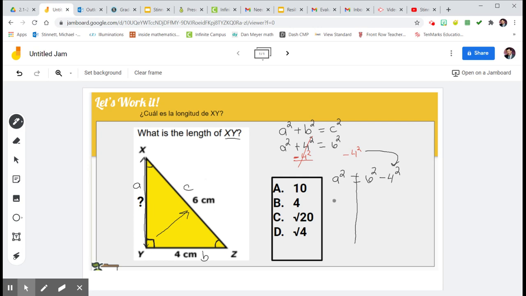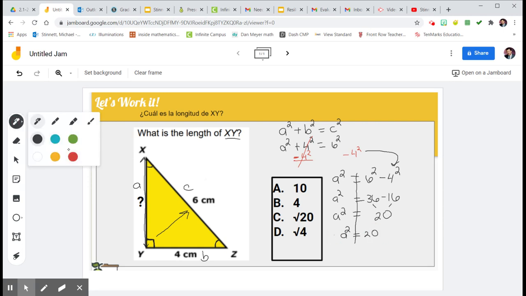So we have a squared still equals 6 squared. 6 squared is 6 times 6, which is 36, minus 4 squared. 4 times 4 is just 16, okay? And so now we know that 36 minus 16 is just 20, and that's still a squared. So a squared equals 20. And then what we need to do here, I'm going to rewrite it so you guys can see what's happening. We go from here, we rewrite it, and then we need to take the square root.